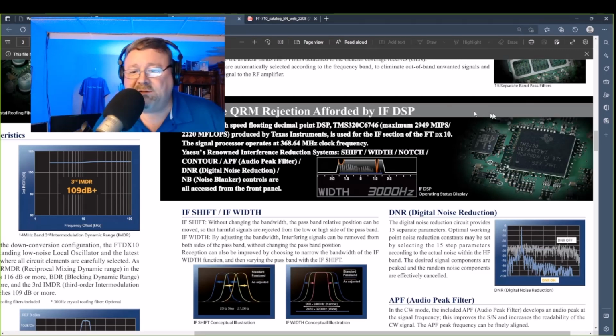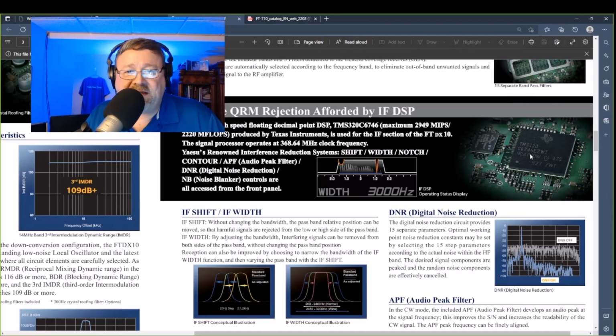Over here on the right, you'll see its chip. Yep, and that is the TMS320C6746. Remember, the 5000 was the 6727B. This is the 6746, the same chip used in the FT891, the FT991A, the FTDX 101D and MP, and also in the FTDX 10. But here's something interesting.